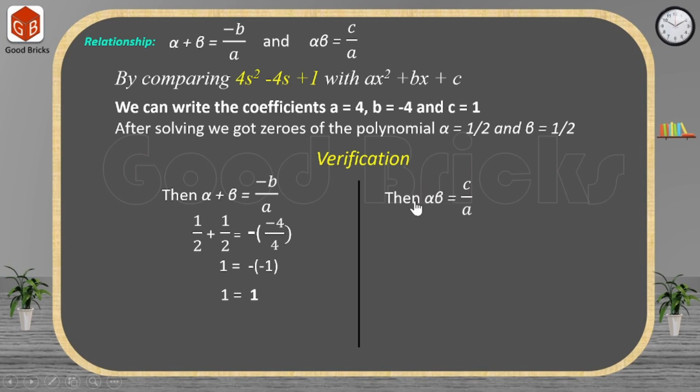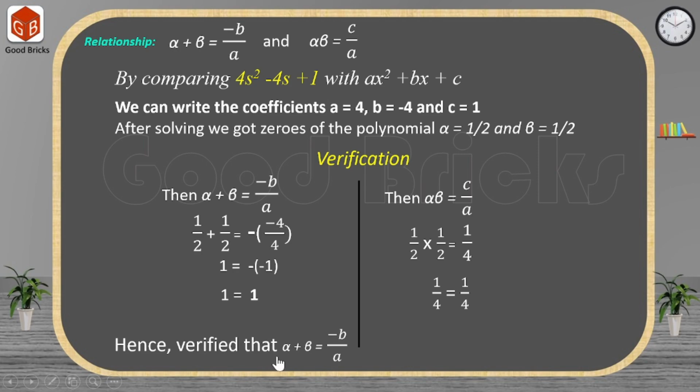Now let us verify the product of zeros. So if you substitute the values of alpha, beta and c, a here, we can write as shown here 1 by 2 into 1 by 2. Here we have c by a is equal to 1 by 4 we can write. Now 1 by 2 into 1 by 2 is nothing but 1 by 4. So this is the 1 by 4 value of alpha beta and this is the 1 by 4 value of c by a. Finally, since we got both values equal, we have verified the product of zeros also, and that is what we have written here. Alpha plus beta is equal to minus b by a, alpha into beta is equal to c by a. Hope you got good clarity.